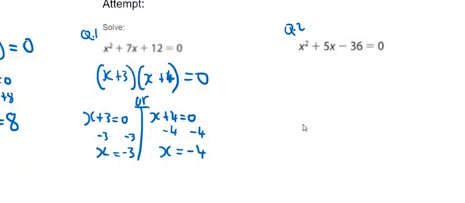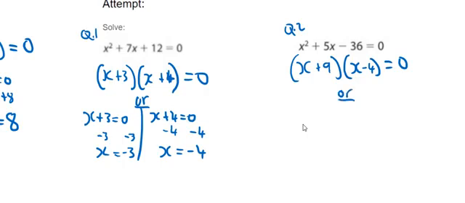Question 2, x squared plus 5x minus 36. So we start by setting out our double brackets again and equals 0. So two numbers that multiply to give minus 36, so it's a minus 36 here, and would sum to give us positive 5. So if we think for a second about it, it's going to be positive 9 and minus 4. So 9 multiplied by minus 4 would give me minus 36. 9 plus minus 4, or 9 just take away 4, it has to equal positive 5.